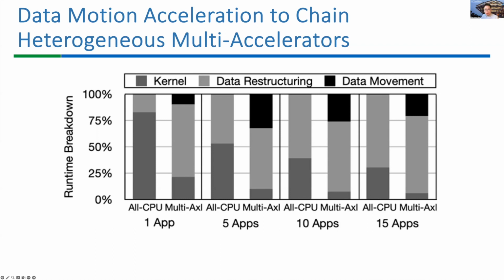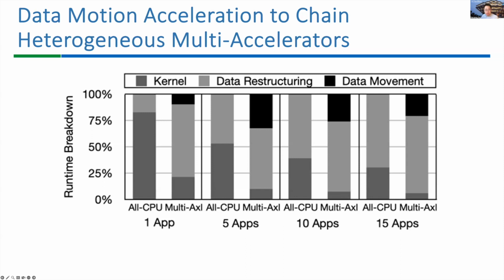Here, data motion is defined as data restructuring and data movement. In the all-CPU configuration, domain-specific kernel execution comprises a substantial portion, accounting for up to 78.5% and an average of 49.1% of the total runtime. Transitioning to a multi-accelerator setup reduced domain-specific kernel runtime but increased the proportion of data motion in the end-to-end runtime, ranging from 71.3% to 97.1%. This highlights the critical role of data motion as a performance bottleneck in a multi-acceleration environment.